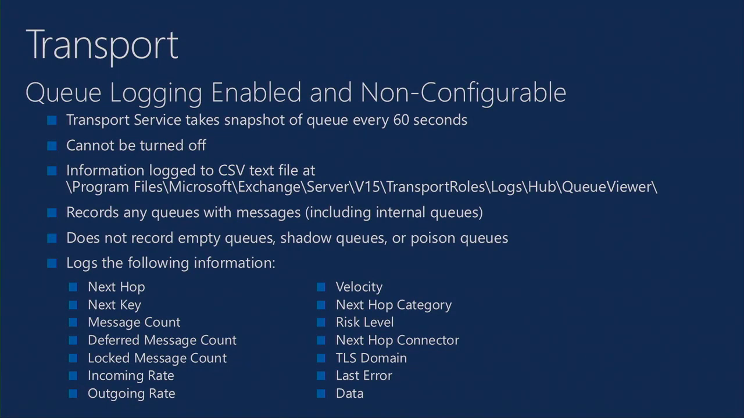So things like the next hop, the message count, the incoming and outgoing rate, the next hop connector, and so forth. All of this rich information is at your fingertips in the logs. And again, unfortunately, it can't be turned off, but we kind of don't think it should be because it is very, very useful information to have.